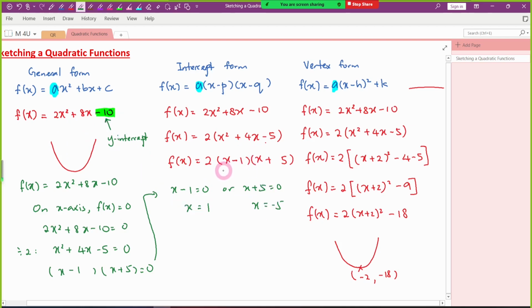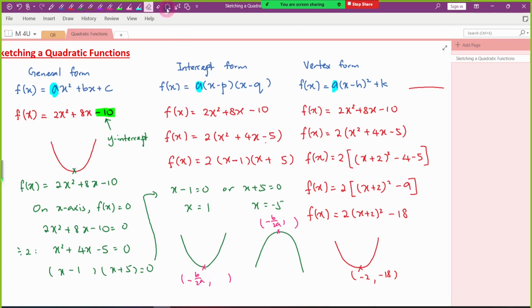Next thing, I'm going to find the minimum point. So I'm going to find the value of negative b over 2a first. No matter whether this is a smiling face or a sad face, the x coordinate of the vertex will always be equal to negative b over 2a. Here also the same thing, negative b over 2a. Once I get the value of the x coordinate, I just substitute it into the function to get the y coordinate.